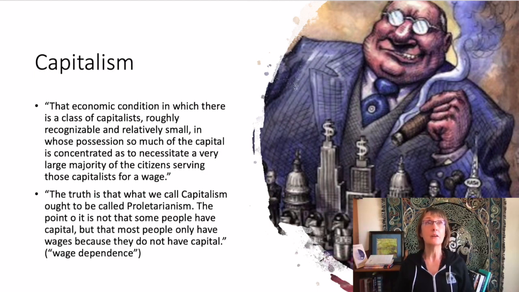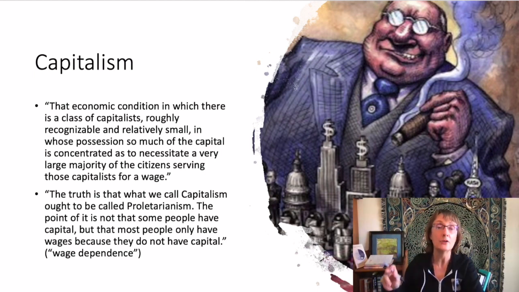It might be better to call it proletarianism, because he argues capital is simply resources, right? And capital doesn't have to end up in the hands of a very small number of people, but in capitalism, it does. So he says the truth of what we call capitalism ought to be called proletarianism. The point of it is not that some people have capital, but that most people only have wages because they do not have capital. And he later on uses the term wage dependence.